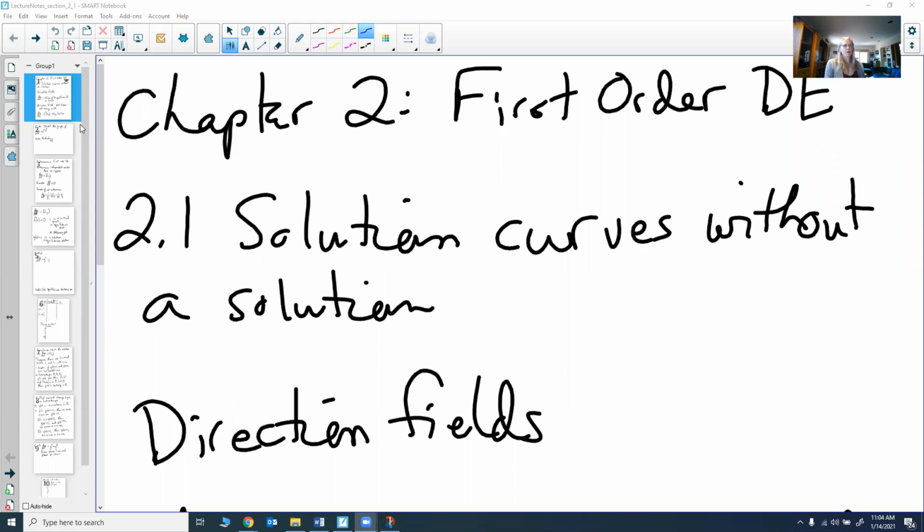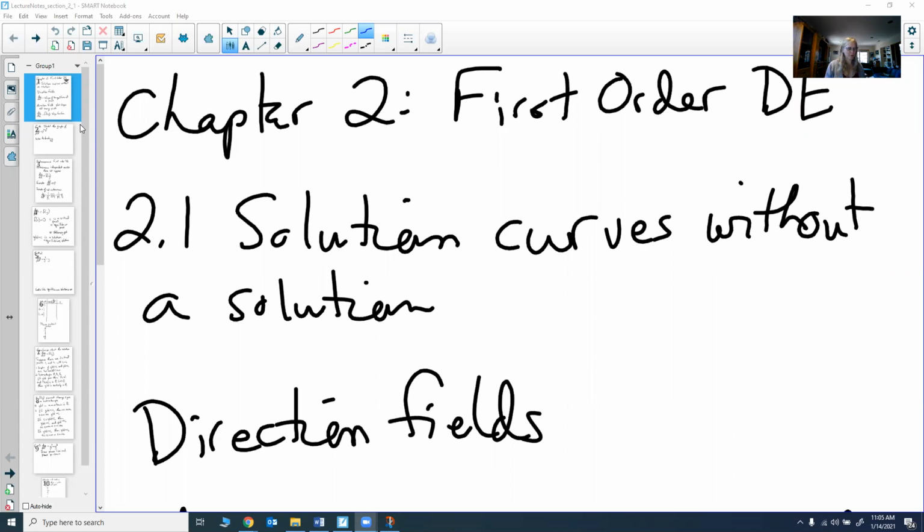Now that we have an understanding of what a differential equation is, we're going to look at how we actually solve differential equations. We're going to first start off with first order differential equations. And again, these are ODEs, ordinary differential equations. First order means we're only looking at the first derivative. And so we're going to be dealing with how we solve these.